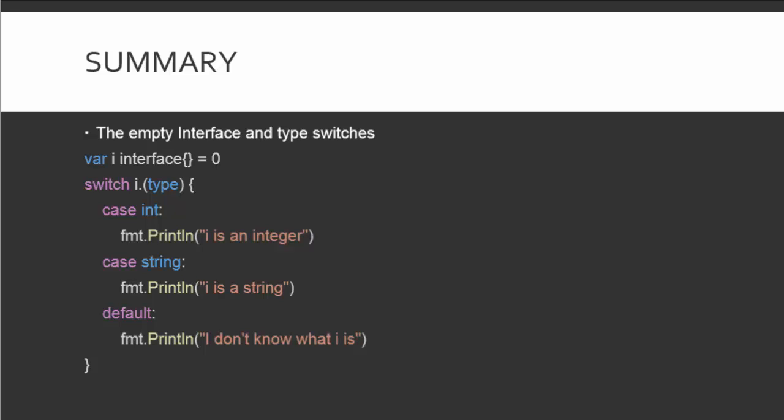And we see an example of that here, where we're going to use the switch keyword, we're going to have the object, and then dot and parens like we do with a type assertion, but instead of having a concrete type that we're asserting against, we put the keyword type in there. And then in our case statements, we're actually going to put in the data type that we're asserting against. So in this case, we're looking for integers or strings, or we have a default case in case the value stored in I is neither an integer nor a string.